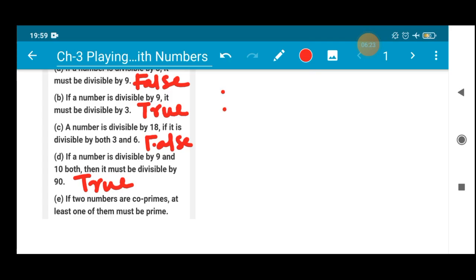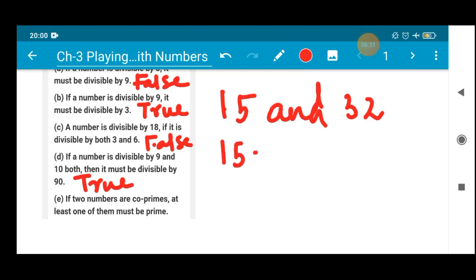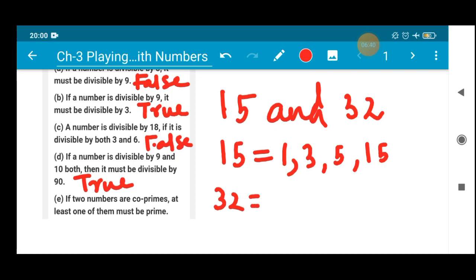So let's take 15 and 32. Let's find out the factors of 15: 1, 3, 5, and then 15. Next we have 32: 1 and 32, 2 sixteens are 32, yes, 4 eights are 32.